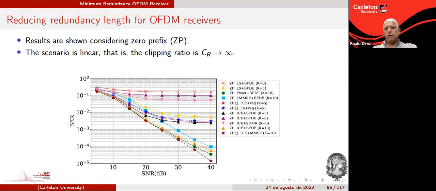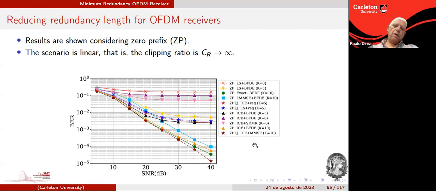So I made some other examples with these things, but I'm not going to go through all these plots because otherwise you're going to be bored. But one thing I'm going to show is that this set of curves here relates to the case where I have the full amount of redundancy, or prefix, that I need.